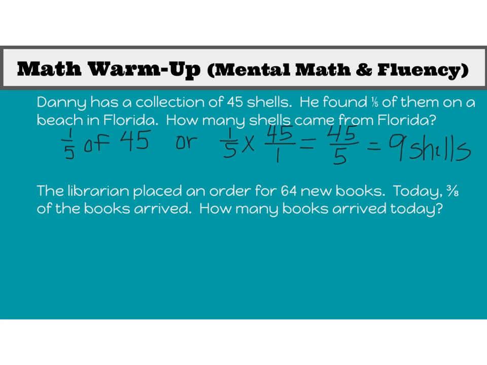Okay, so let's have a look here. I did 1/5 of 45, or of course you can turn that into a multiplication problem. 1/5 times 45 over 1 equals 45 fifths, which turns into 9 shells. Let's take a look at the second one.